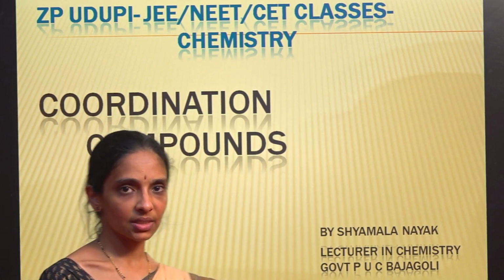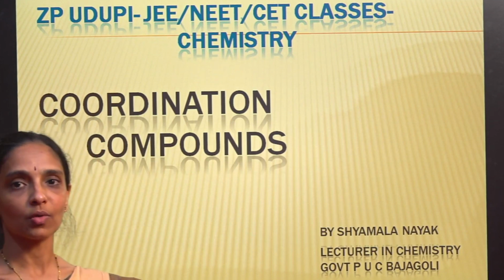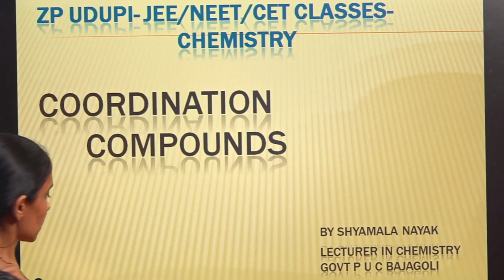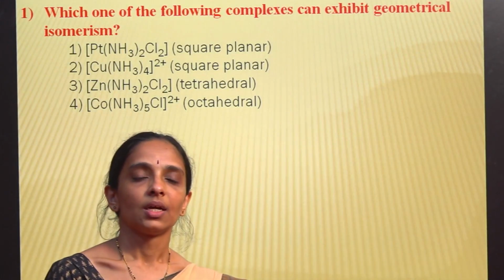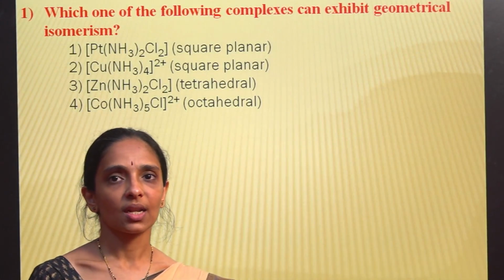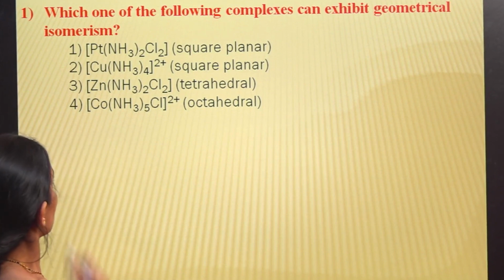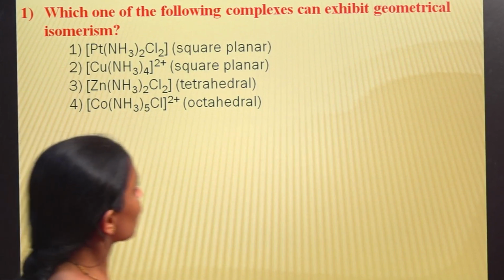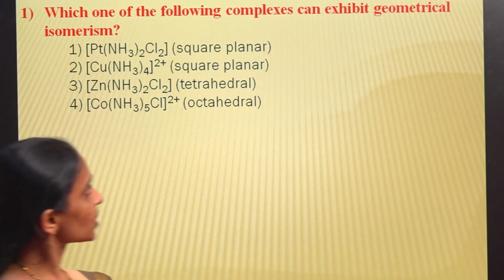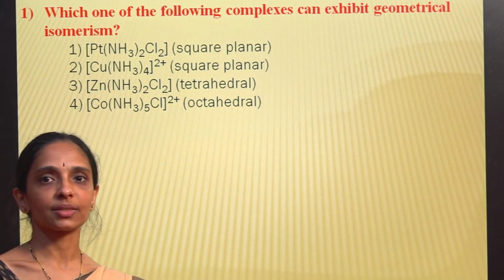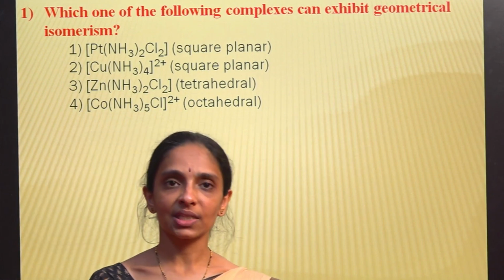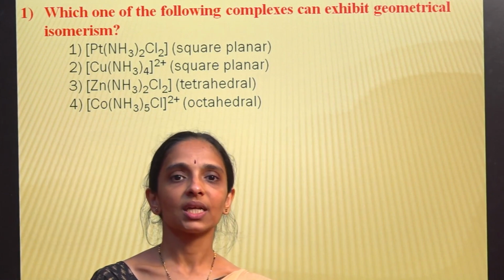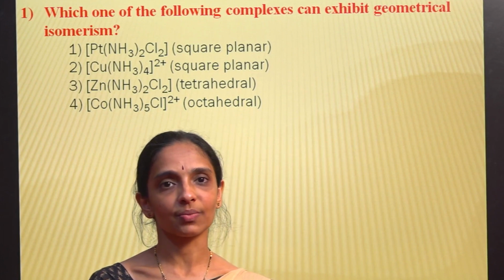I'll be taking up a topic from the chemistry syllabus, that is coordination compounds. Let's begin with the first question. Which one of the following complexes can exhibit geometrical isomerism? As you know very well, geometrical isomerism is nothing but cis-trans isomerism.